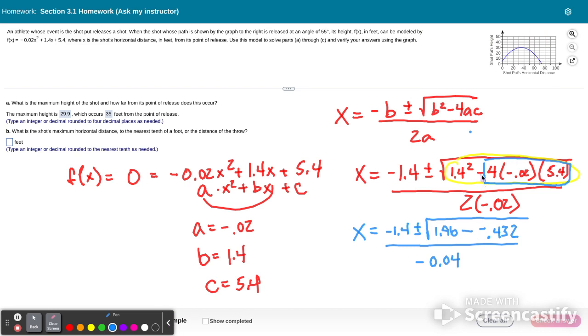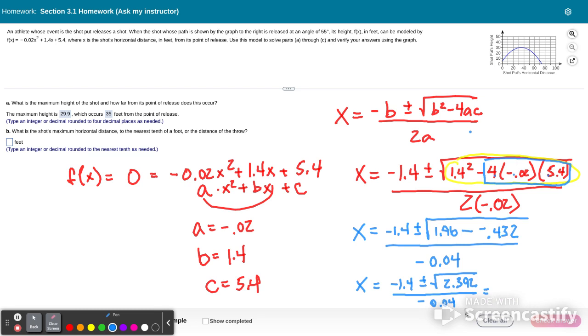Now let's talk about this. I had the minus sign, and I brought the minus sign down right there. I took my positive times my negative times my positive, and I got a negative. But now when I plug this in, I'm going to keep on chopping away at this. So I got my negative 1.4 plus or minus the square root. I'm going to plug in that 1.96 minus a negative 0.432, and that comes out to be 2.392. And because I'm a good housekeeper, I'm keeping everything nice and neat.